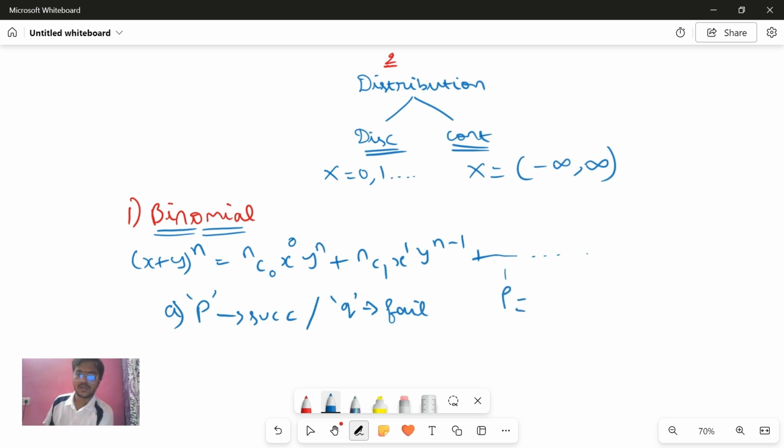What is the probability that you get one head in a toss of two coins? It is 1 by 2, or 2 by 4, right? It can be HT or TH, correct? So that's 2 by 4.